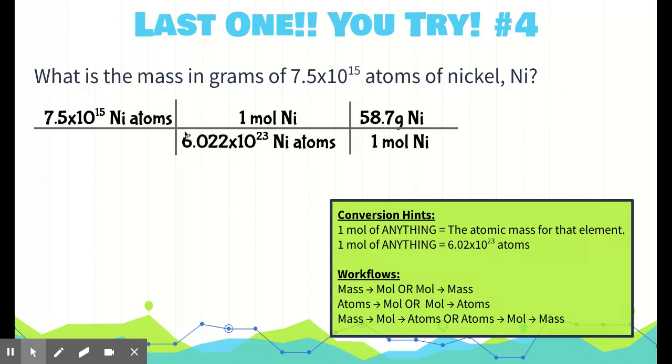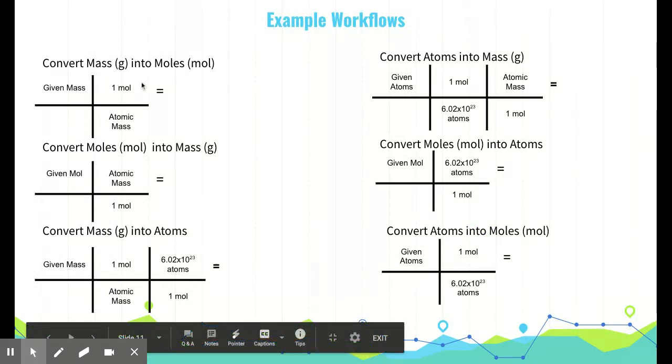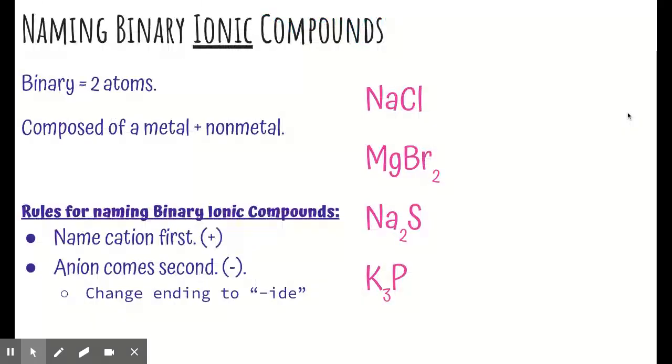Okay, so same workflow. We're given atoms, so atoms comes down, set that equal to moles. Moles comes down, mass goes on the top, and we are going to solve that. So here are some example workflows. This is on here just for you to use as you're working. If you are unsure of the next step you would take for these, you can refer back to this slide.